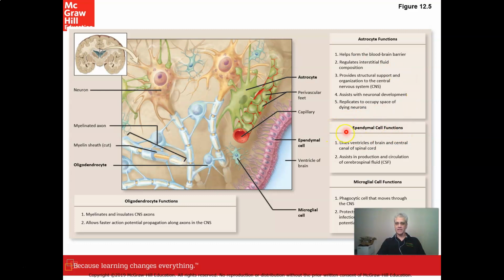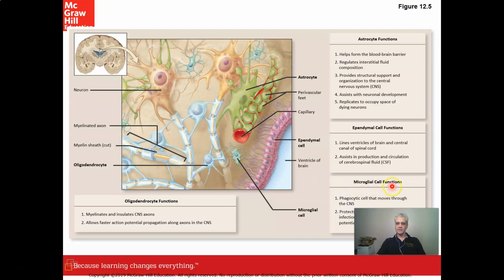Other cells are called ependymal cells. Those are the cells that create cerebral spinal fluid. So they form CSF, and every ventricle of the brain, all 4 ventricles that you have to identify, all of them are lined with these cells, and all 4 of them create cerebral spinal fluid, and that circulates through the brain, and we'll get into that.